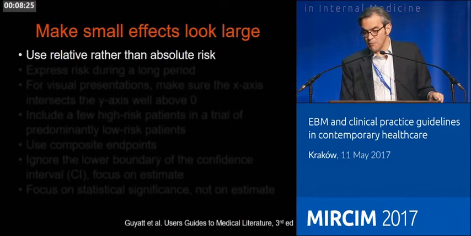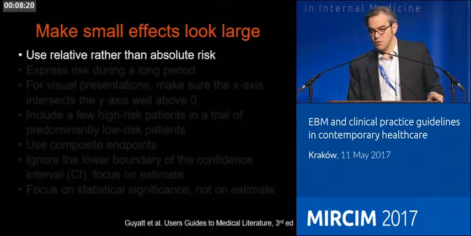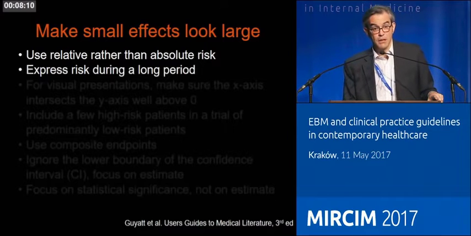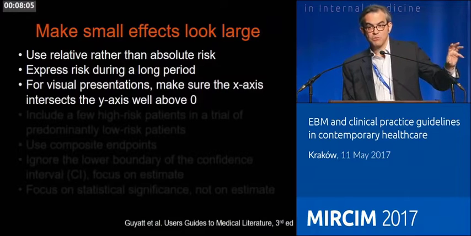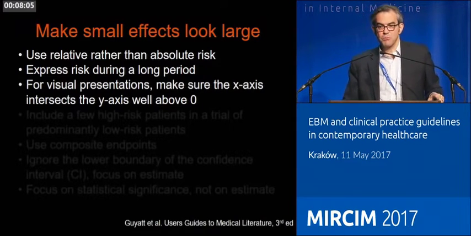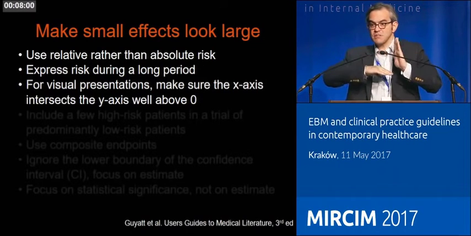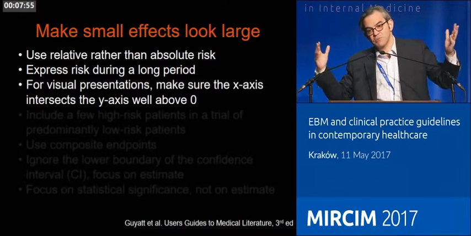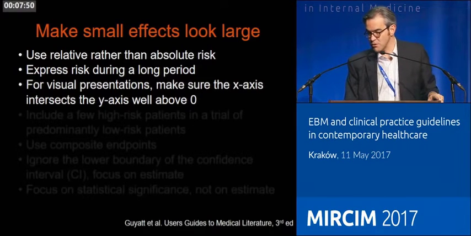So, what are the things that people do in general? I'll just give you a couple of examples of things that people do in general to make small effects look large. One is to use relative rather than absolute risk, to express risk during a long period, like we saw with the 3.2% after 10 years. Use visual representations where the y-axis does not start at 0, but is much higher. So if they set it up, say, at 60%, small differences at the top between survivals of 100% versus survivals of 99% will look big on the graph and give you a sense of a big result.